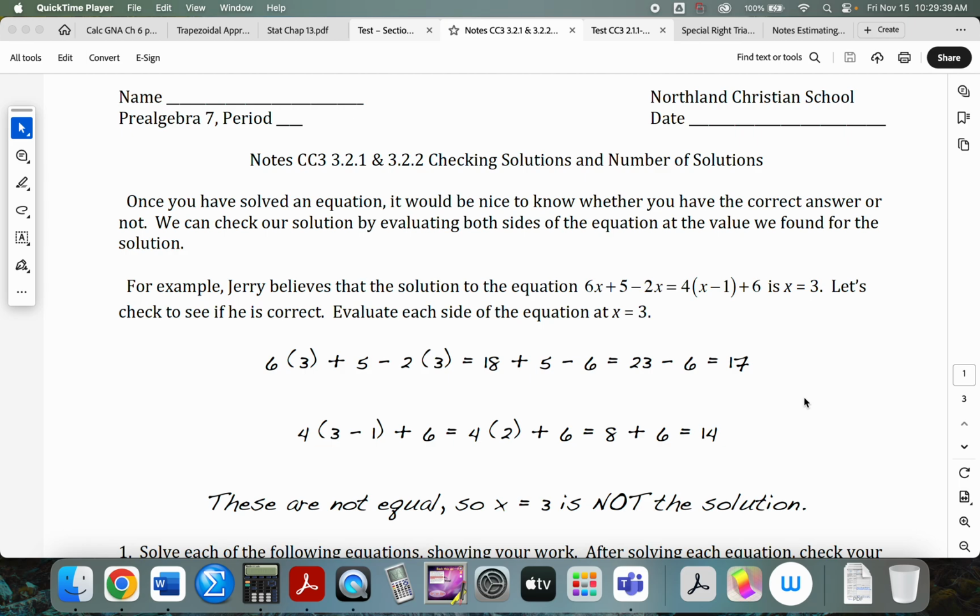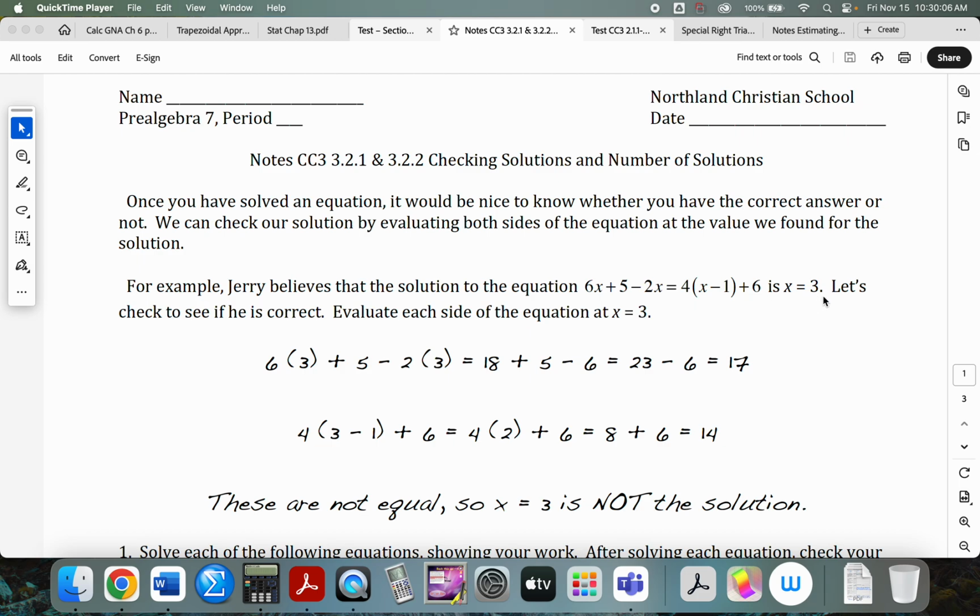So once you've solved an equation, it'd be really nice to know whether you have the right answer or not. You can check your answer by evaluating both sides of the equation at the value we found for the solution. For example, Jerry believes that the solution to the equation 6x plus 5 minus 2x equals 4 times the quantity x minus 1 plus 6 is equal to 3. Let's see if he's right or not.